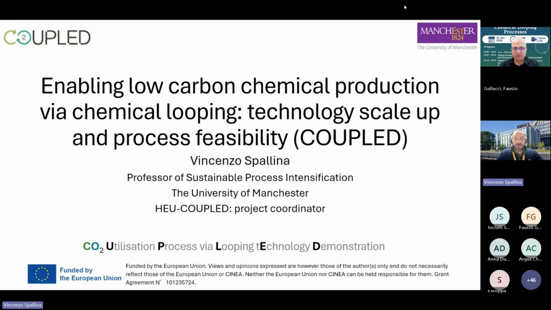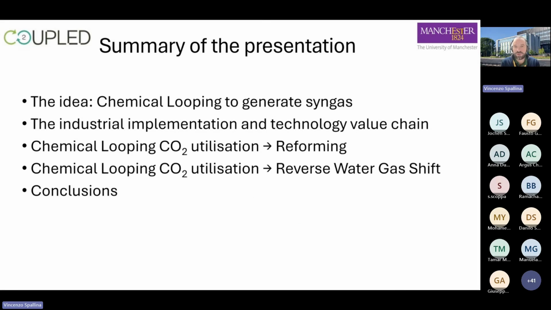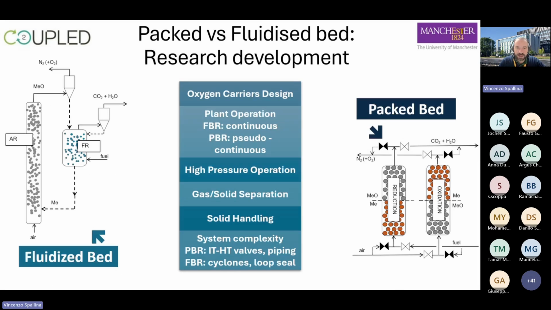Okay, so what I'm going to do today, I'm going to present some technical knowledge about the project Coupled. You've seen before, in the initial presentation, what we are going to do in the project. Today I'm going to present the idea of producing syngas by using chemical looping, what the industrial implementation and the value chain are, and I will go a little bit more in detail on the existing background in terms of chemical looping reforming using CO2 and chemical looping reverse water gas shift using, again, CO2 and, in this case, green hydrogen.